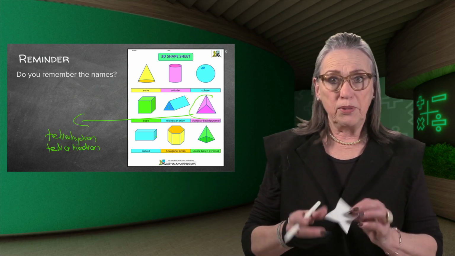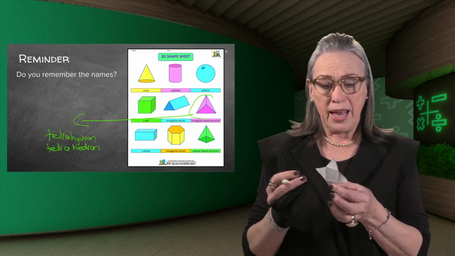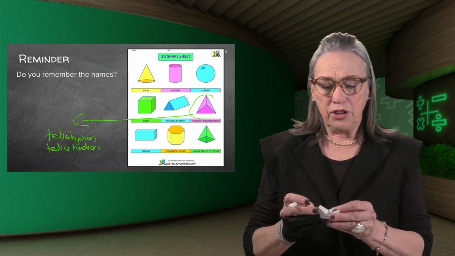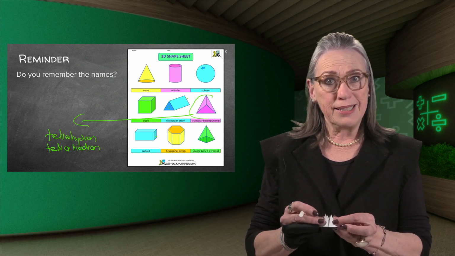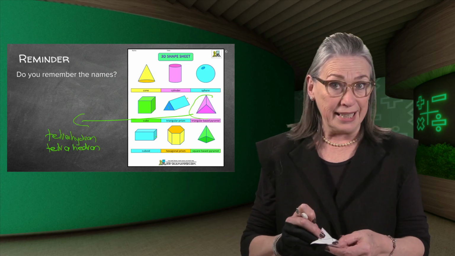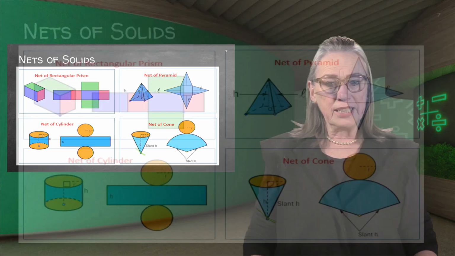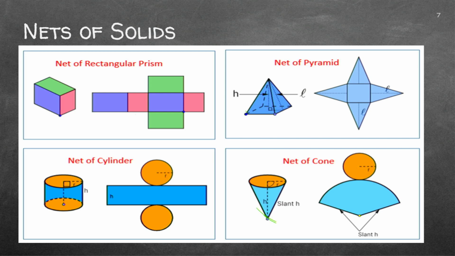I've got an example for you here. Can you see that is the square? And if you fold it, you get your square-based pyramid. Cool. That's the example of the net of a square-based pyramid. Right, let's look at some more nets.